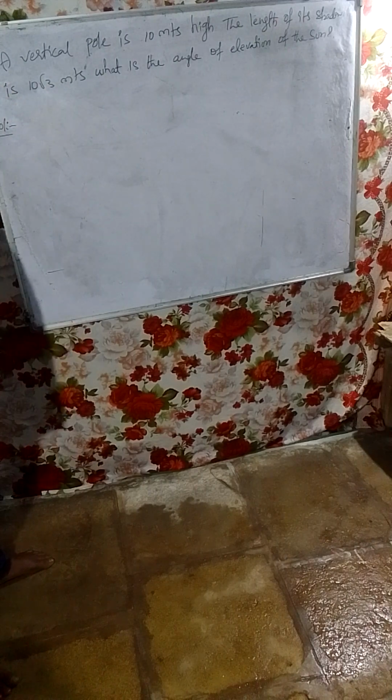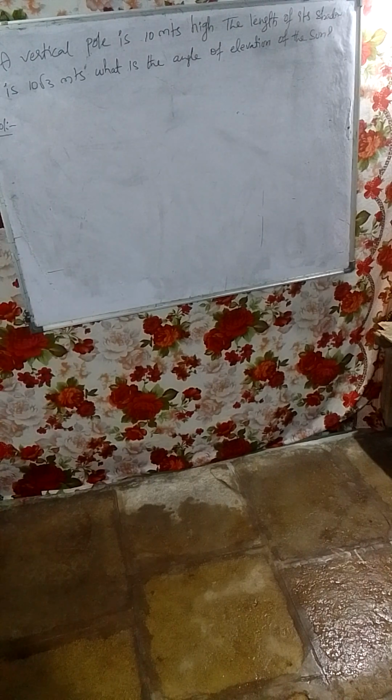A vertical pole is 10 meters high. The length of its shadow is 10 root 3 meters. What is the angle of elevation of the sun? In the previous problem the height was given; here the height is given, and the shadow is also given. We just should find the angle value.